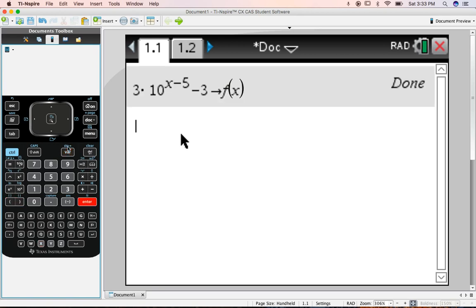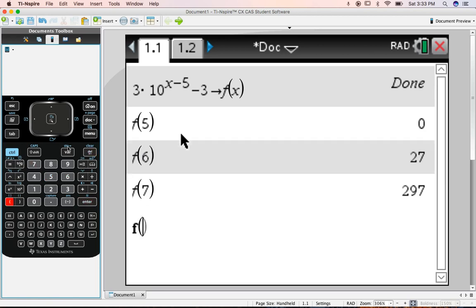Okay, so if I want to know what's f of 5, which I already know is 0, it spit out the answer. So I'll say f of 6. Okay, what's f of 7? What's f of 8? So on and so forth. It can give me those values fairly quickly.